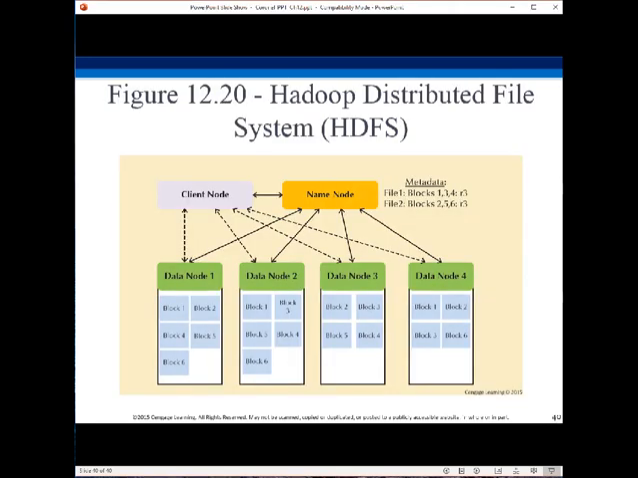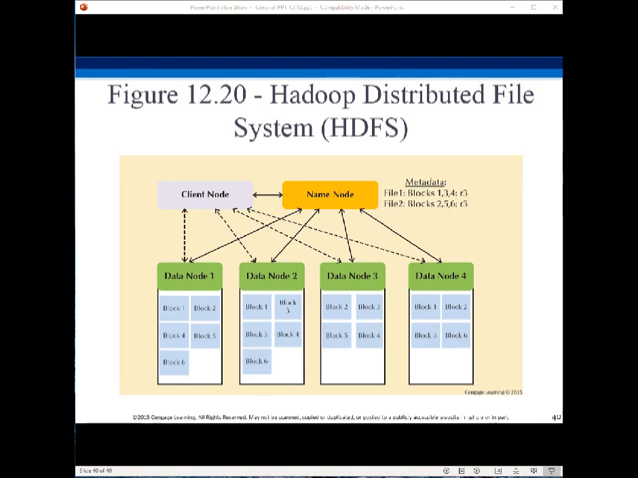With Hadoop, you've got a single namespace for the entire cluster. Files are broken up into blocks. Your typical block size in Hadoop is 64 megabytes. Each block is replicated on multiple data nodes. The clients find locations of blocks from the name node, and the client will then access the data directly from the data nodes.